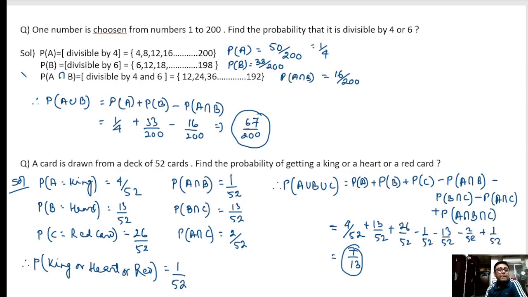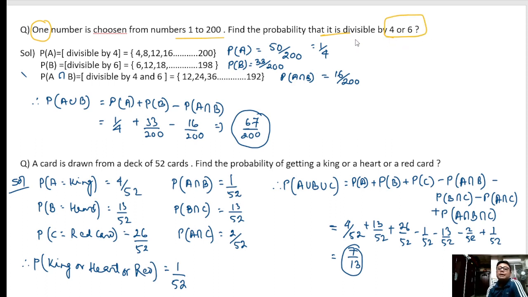Next, one number is chosen from 1 to 200. So from 1 to 200 I have to choose one number, only one number. Find the probability that it is divisible by 4 or 6.